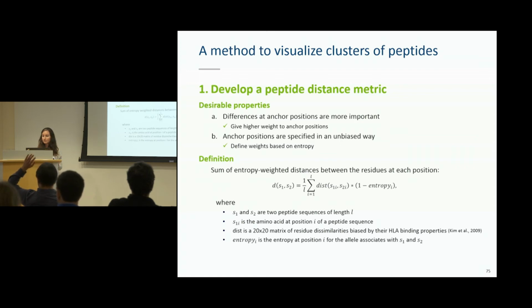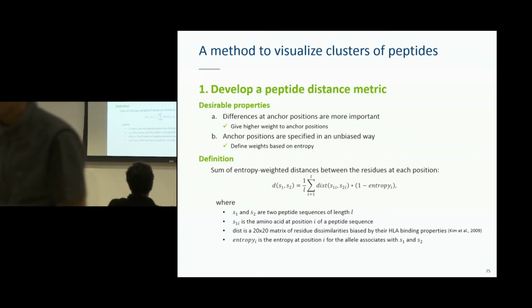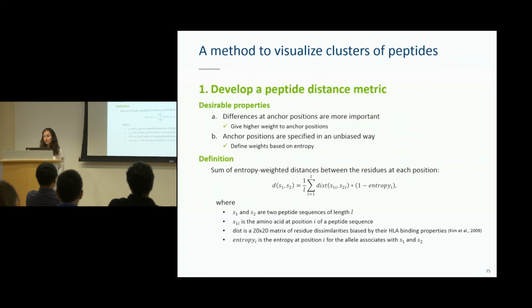What similarity matrix are you using? So, good question. We are not using BLOSUM. We are actually using a similarity matrix that was HLA binding specific. It was derived from data that was HLA binding specific. And it's called the PMBEC matrix, and you'll see that later on as well.